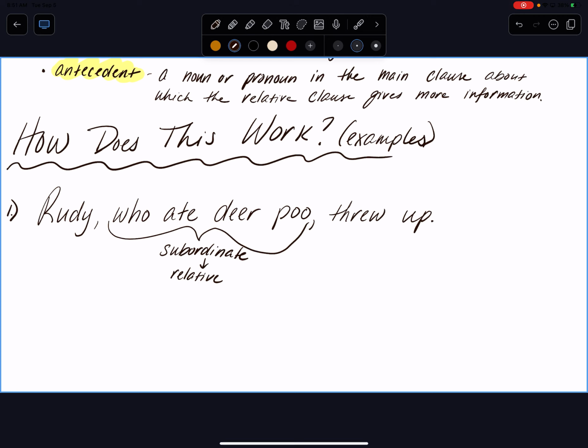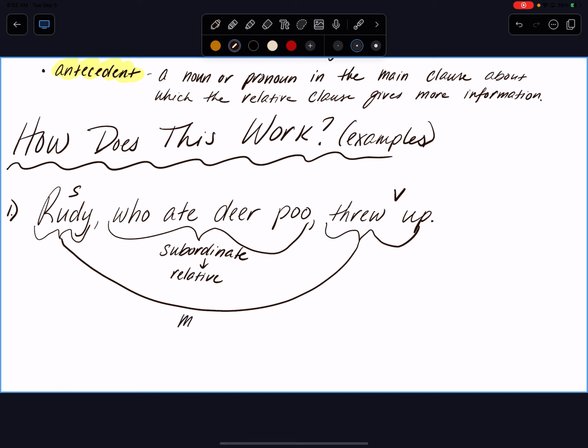We call it relative because it's relating information back to a word in the main clause. So who is the one that ate the deer poo? Rudy. So we're learning more information about Rudy. Could I just say Rudy threw up? Yeah, because that's a subject and a verb, and that can stand on its own. Let's label that. This and this together is the main clause.